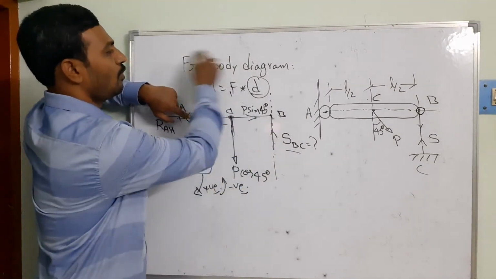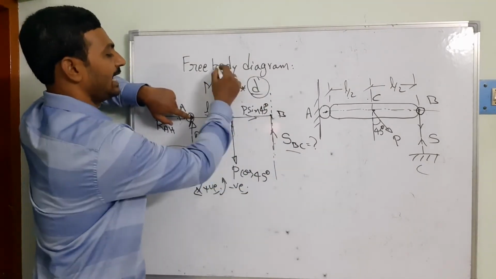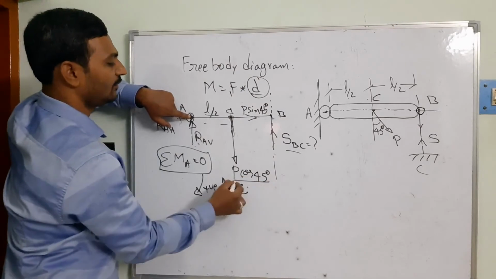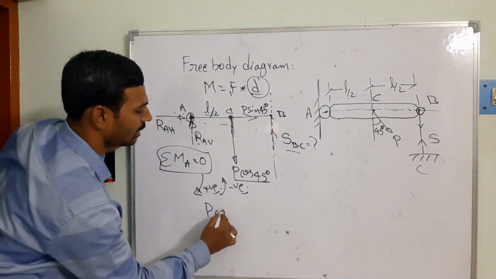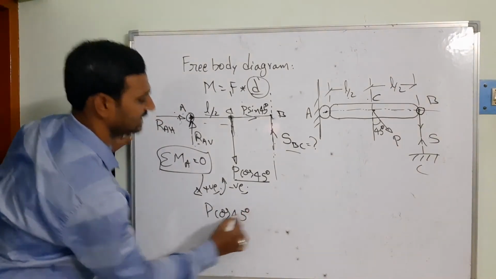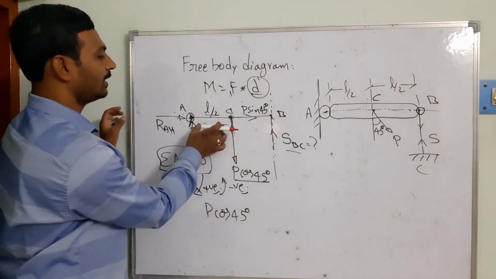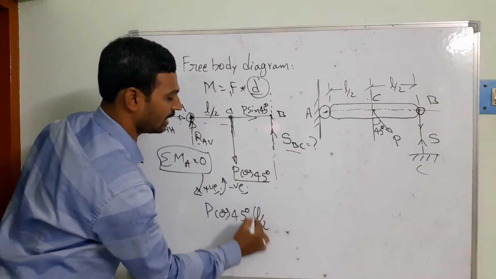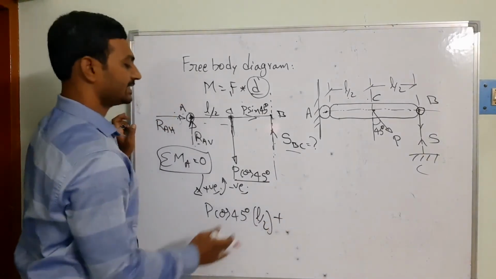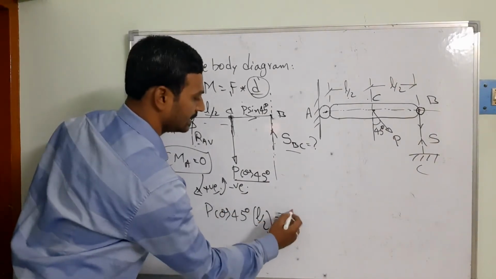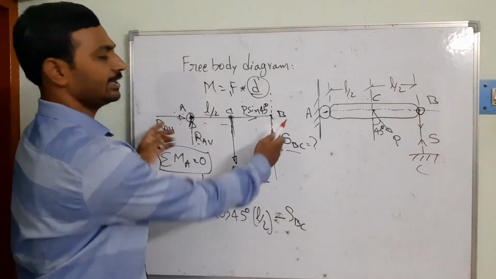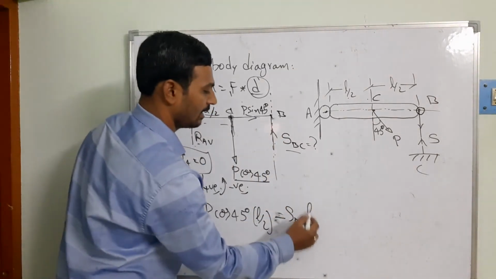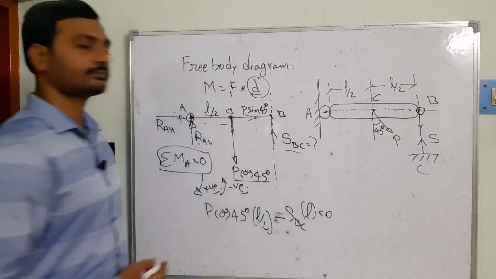Looking at the point A, in which direction is the tension moving? It is moving in the anti-clockwise direction, and P cos 45 is moving in the clockwise direction. So that's P cos 45 degrees into the perpendicular distance, which is L by 2, minus SBC, the tension in the vertical bar, into the distance L, equal to 0, right?